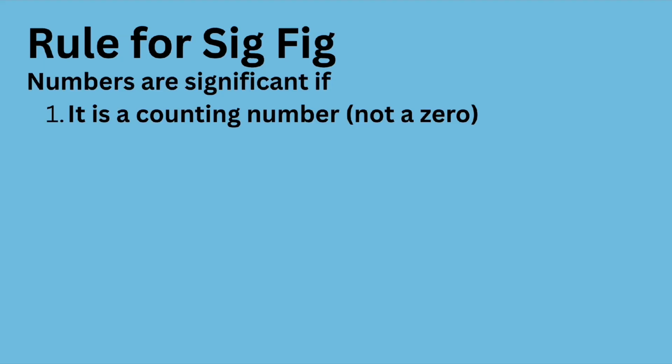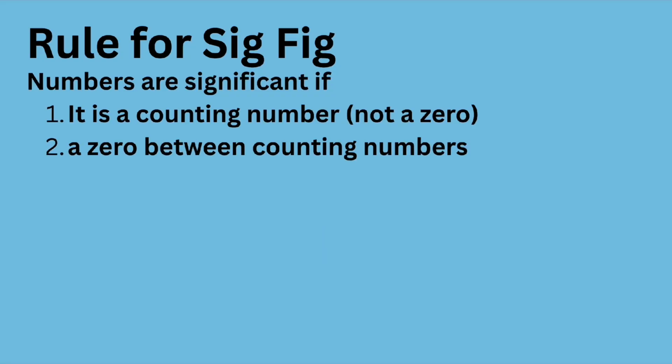First, let's look at the rules. There are several rules that indicate when zeros are significant and when they are not significant. So let's start with when they are significant. All counting numbers are significant. So 1, 2, 3, 4, 5, you can count. Those are going to be significant figures. If you have a counting number in a measurement, it is significant.